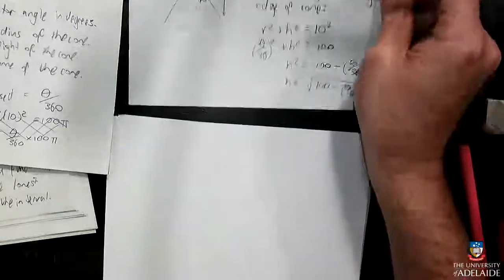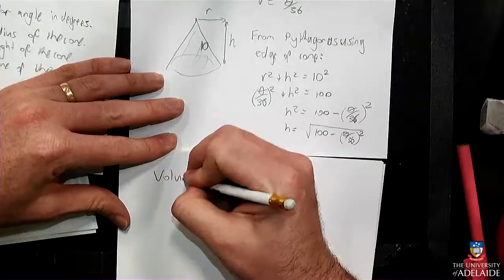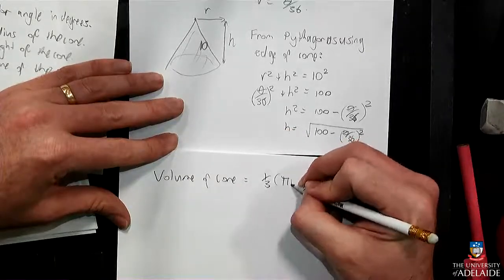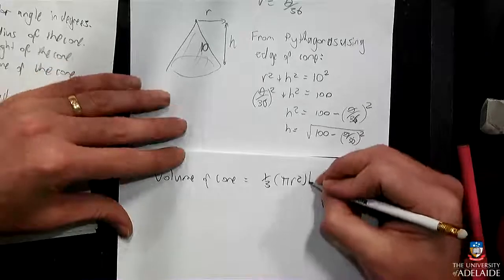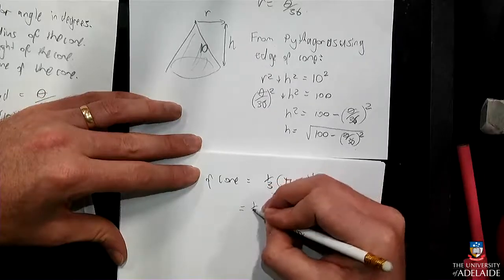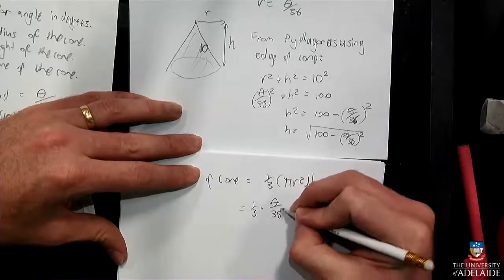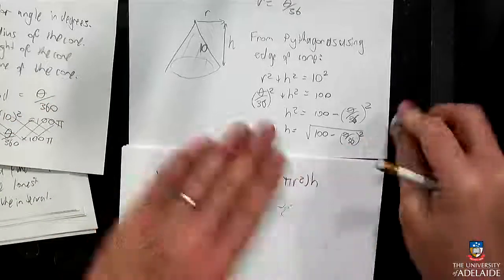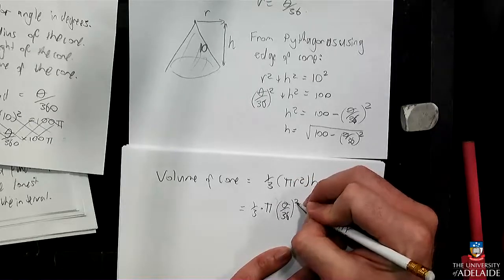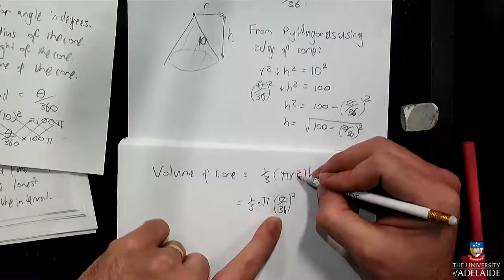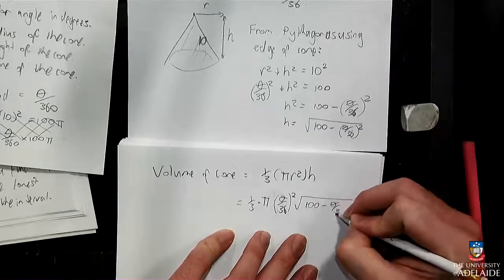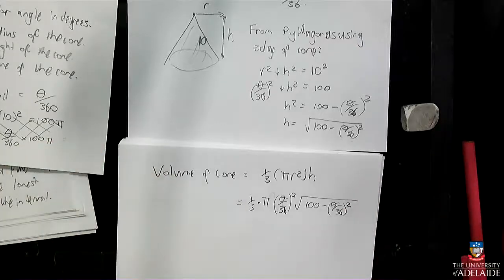So let's see. Now the volume of a cone is 1/3 times the area of the base, which is pi r squared because it's a circle, times the height. So that's 1/3 times pi times (theta on 36) squared, because r squared was (theta on 36) squared, and h is this. Okay, that's my formula.